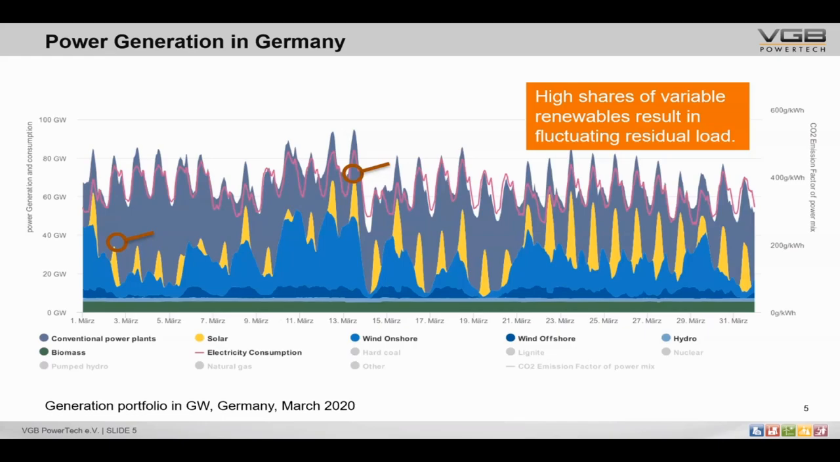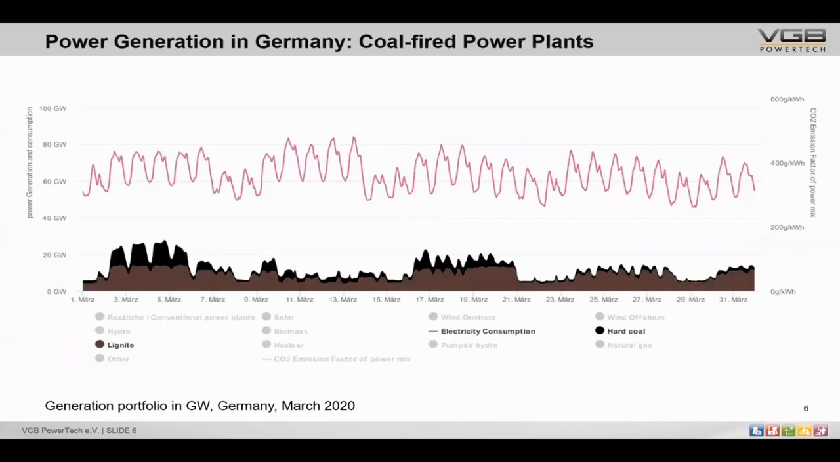So on this slide, you see the consequences for the coal-fired power plants for their operation. The same chart for March. And here you see just the operation or the supply by the lignite and hard coal power plants. And you see that they are ramping and cycling all the time and providing the residual load according to the demand. And especially the hard coal fleet is really doing most of the cycling and flexing which is required.